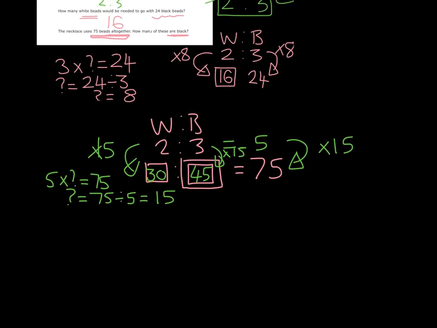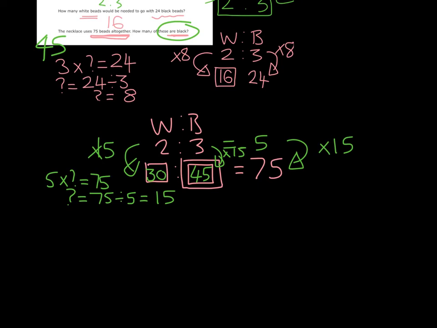So if we think about it, it's a logical answer. They add back together to make 75, and the answer to the question, how many are black, is 45. Now, this isn't the only way you can do this question.